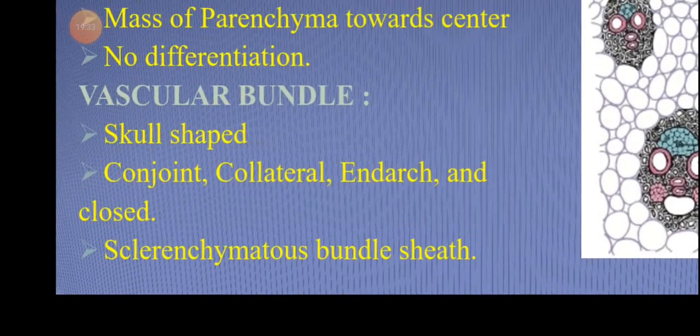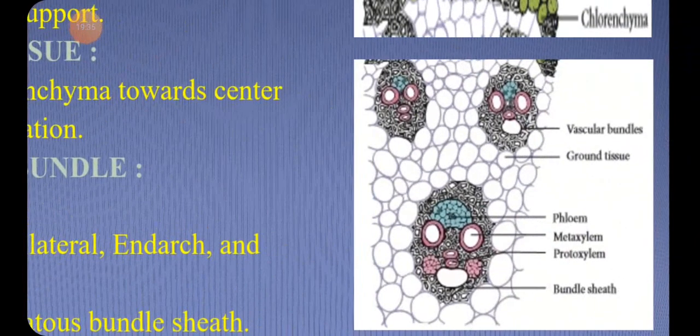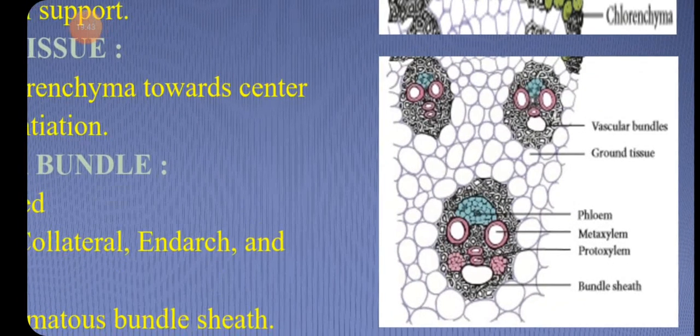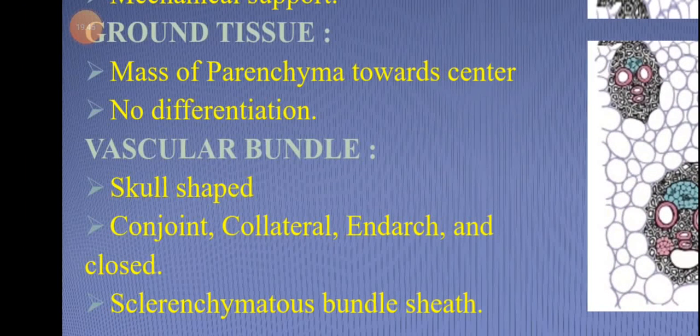Then vascular bundle. Here the vascular bundle, see, is a skull-shaped structure: two eyes, one nose, and a large mouth-like structure. That is a skull-shaped structure. Then conjoint. Already conjoint. What is conjoint? The xylem and phloem are present in the same radius, and collateral.